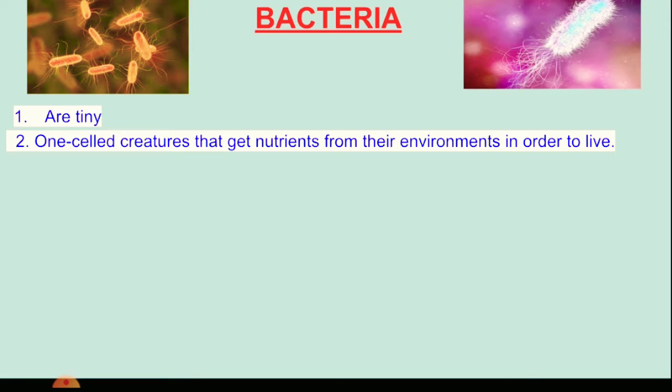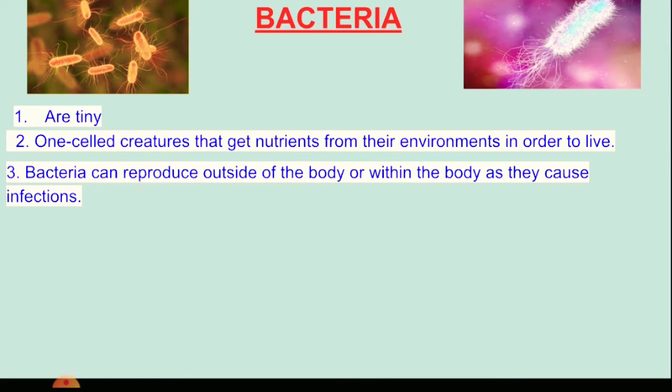Our human body, plants, and animals are made up of various different kinds of cells. But bacteria are made up of only one cell. It is called a single-celled or one-celled creature. They can't make their own food. They get nutrients from the environment, meaning from animals, plants, and human beings, for their survival so they can live in the environment.